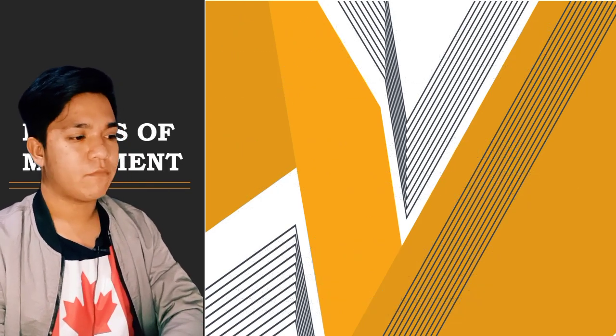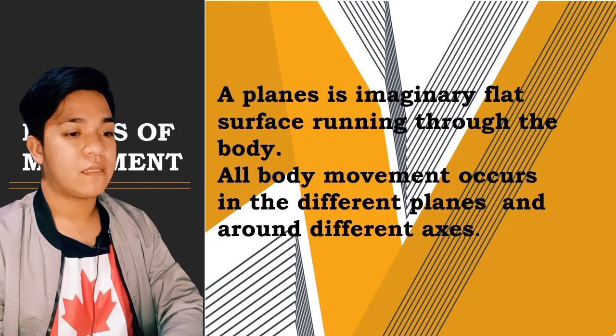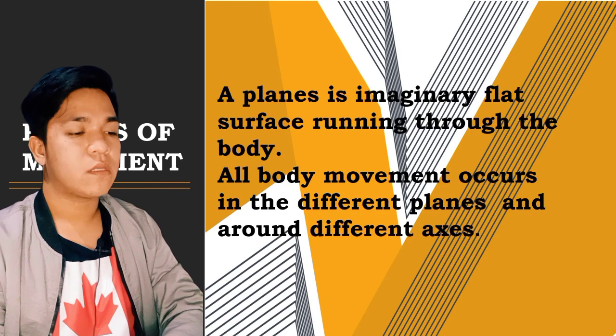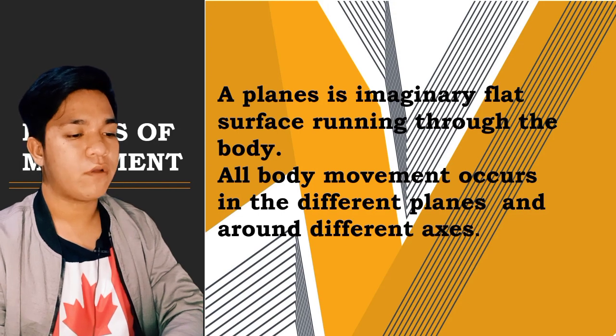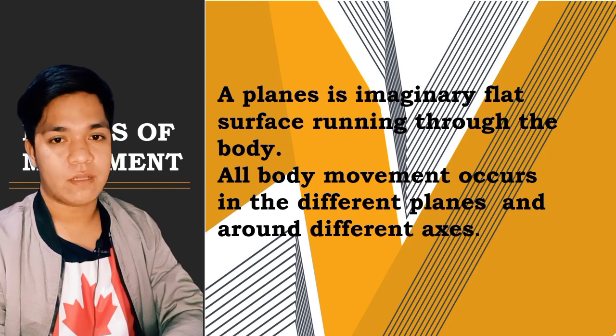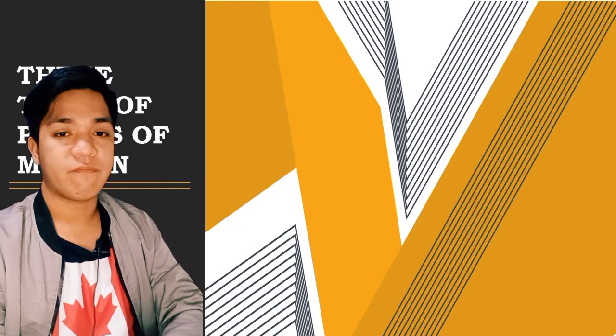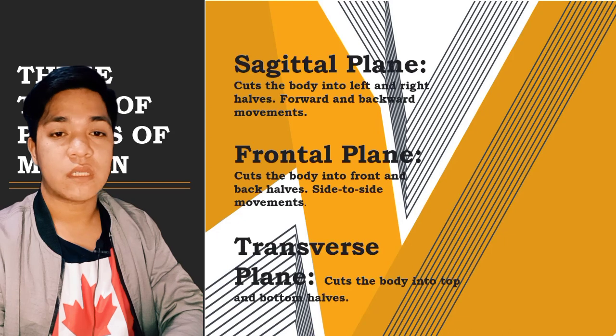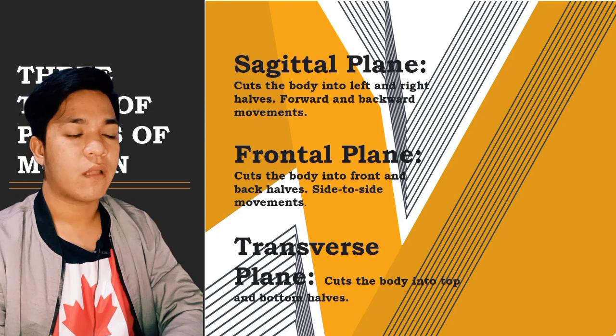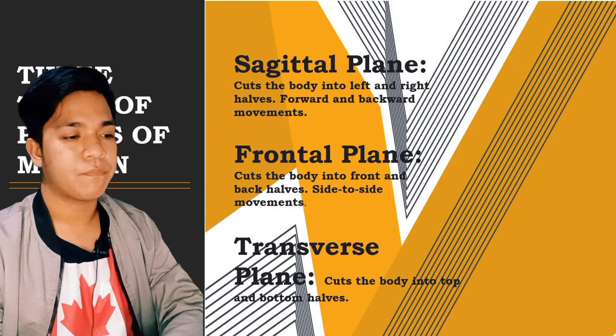A plane of movement is an imaginary flat surface running through the body. All body movement occurs in different planes and around different axes. We have three types of planes of motion: the sagittal plane, the frontal plane, and the transverse plane.